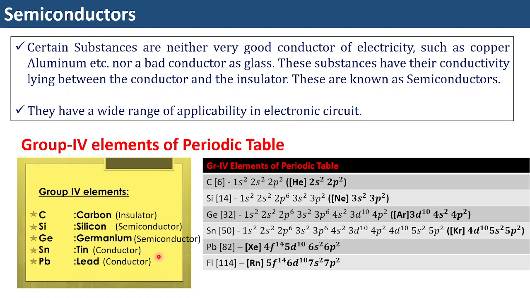So how come that in a single group of elements like the group 4 elements, you have got all three classes of conductivity lying together, such that carbon is an insulator, silicon and germanium are semiconductors, whereas tin and lead are conductors? How is this possible? In the side figure you have been given, I have shown the electronic configuration of all these elements. Now, in order to answer this question, why we achieve these three kinds of conductivity property in a single group of elements, we have to understand something called band theory.